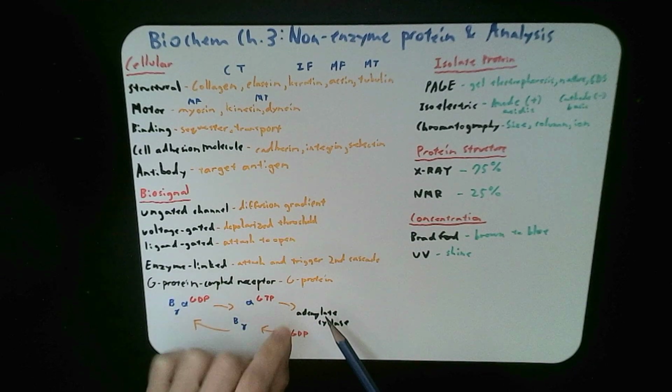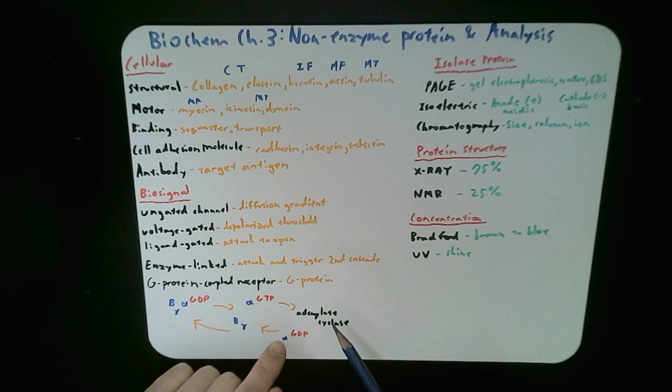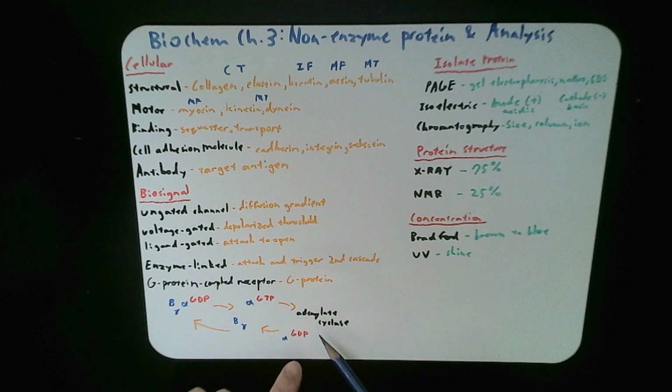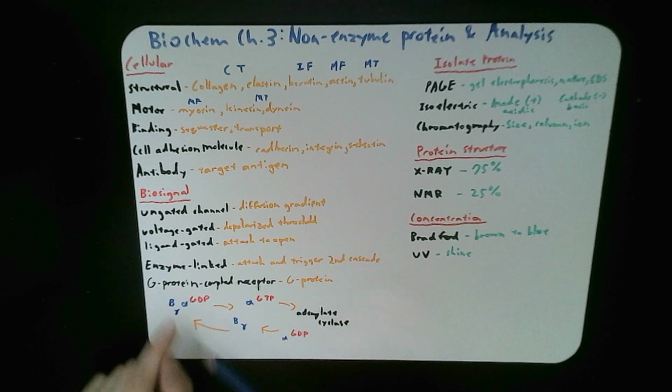the alpha component will go ahead and either stimulate, inhibit, or trigger another component such as adenylate cyclase, and then once it's done, it comes back to bind with GDP, and then binds back to the beta and gamma components, and back to native state.